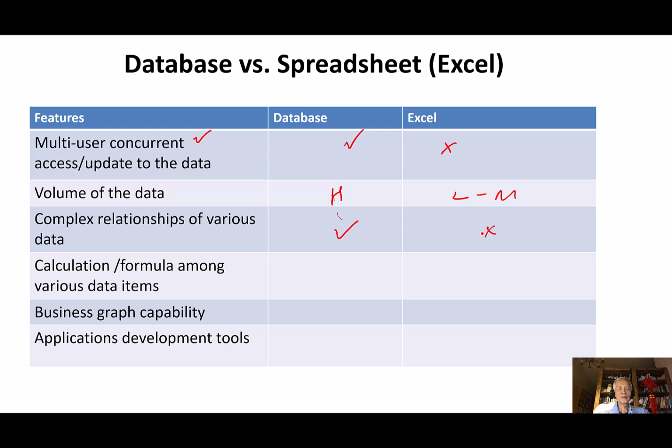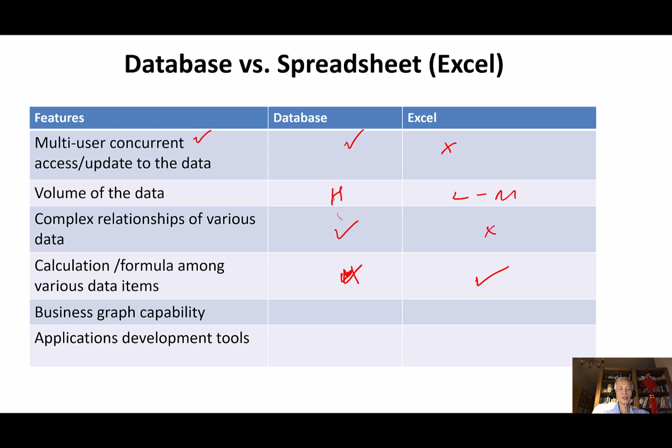Calculating kind of information among various data items. Okay, complicated formula. Database, although we have shown you aggregate function, but it's very simple. It's like sum, average, AVG, and count. So it's very limited. Excel has a lot of financial function that you can use, and so it's very powerful in this regard.